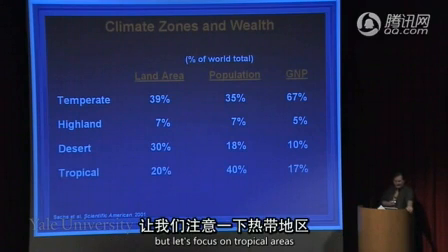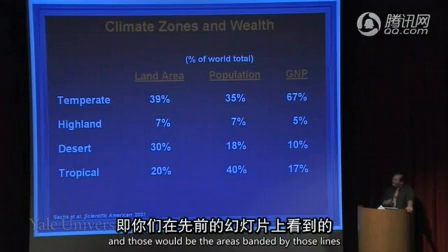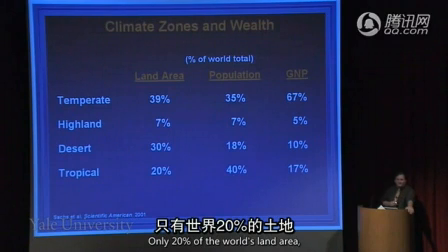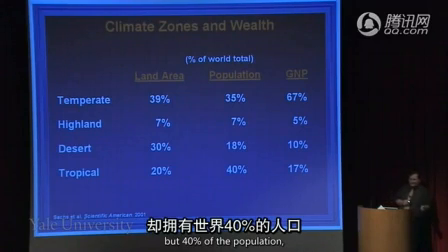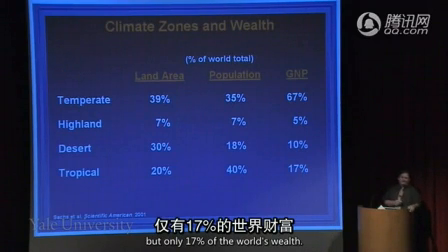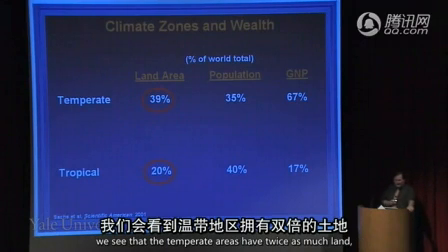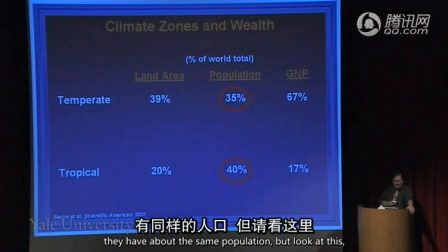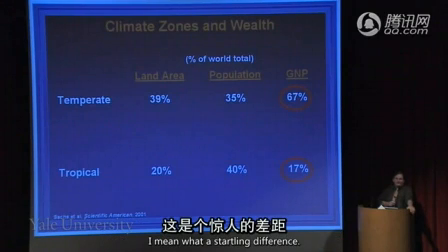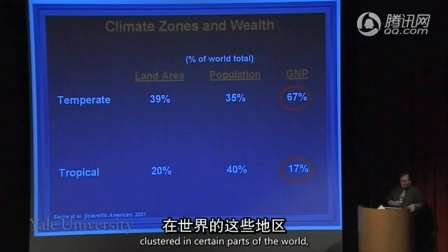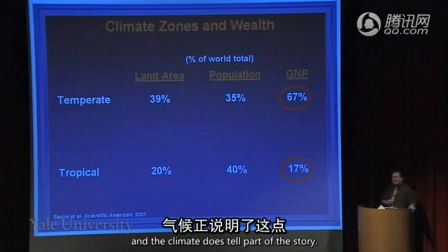But let's focus on tropical areas, and those would be the areas banded by those lines that you saw in the previous slide. Only 20% of the world's land area, but 40% of the population, but only 17% of the world's wealth. So if we compare the temperate and tropical areas, we see that the temperate areas have twice as much land. They have about the same population, but look at this. I mean, what a startling difference. And so it's not surprising that you see hunger and poverty together, clustered in certain parts of the world. And the climate does tell part of the story.